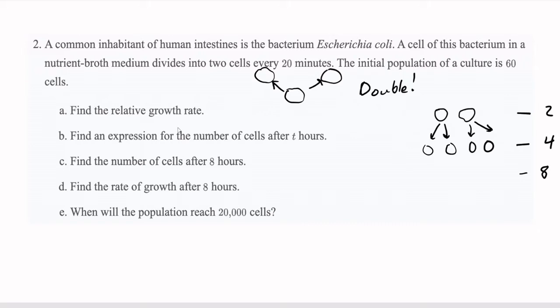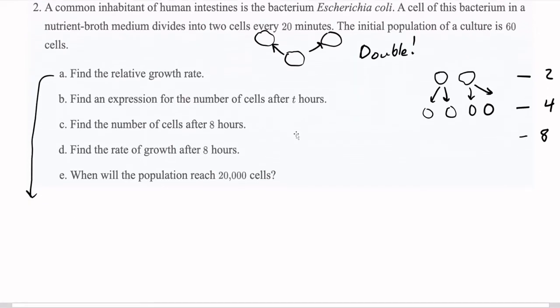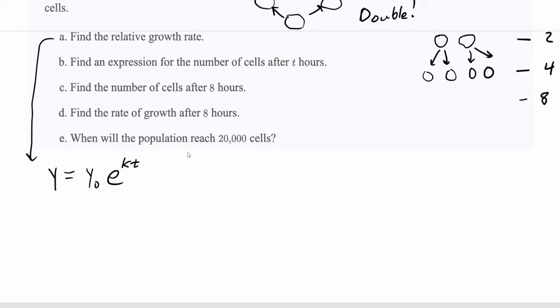So A says, find the relative growth rate. What do we mean by that? Well, our formula is going to look like this: y equals your initial amount of bacteria, e to the kt. This doubling fits here. So what do we know? We know it doubles every 20 minutes. So 1 cell will become 2 cells after 20 minutes. Our formula needs to take in 1 cell and produce 2 cells after 20 minutes.